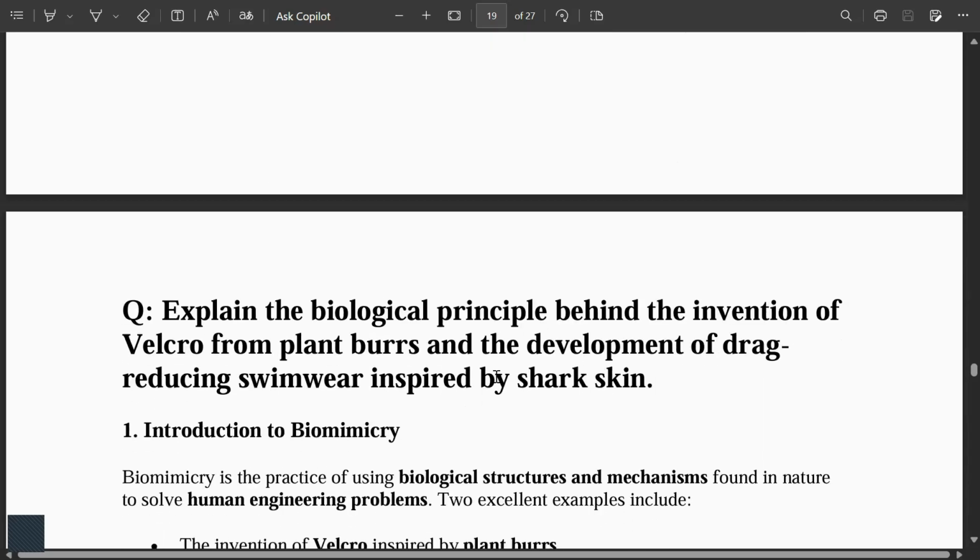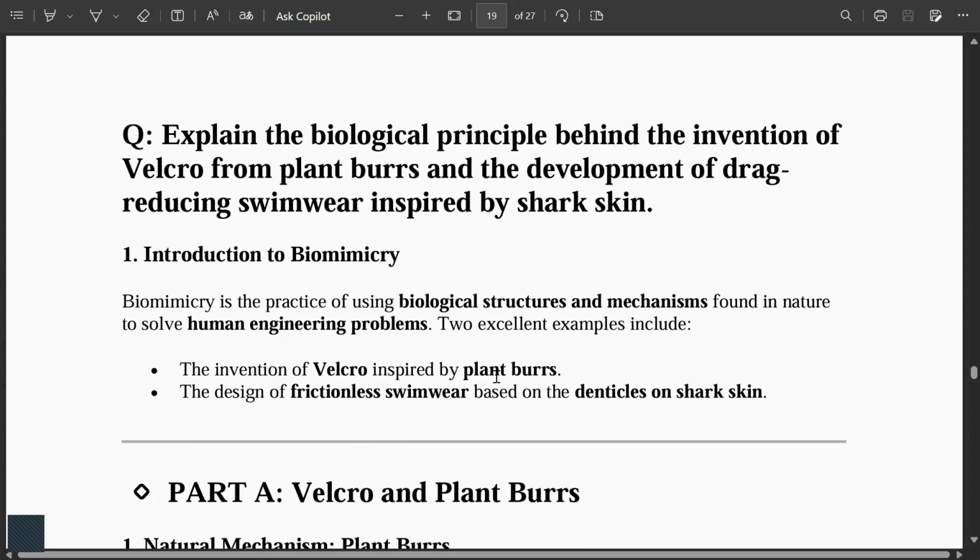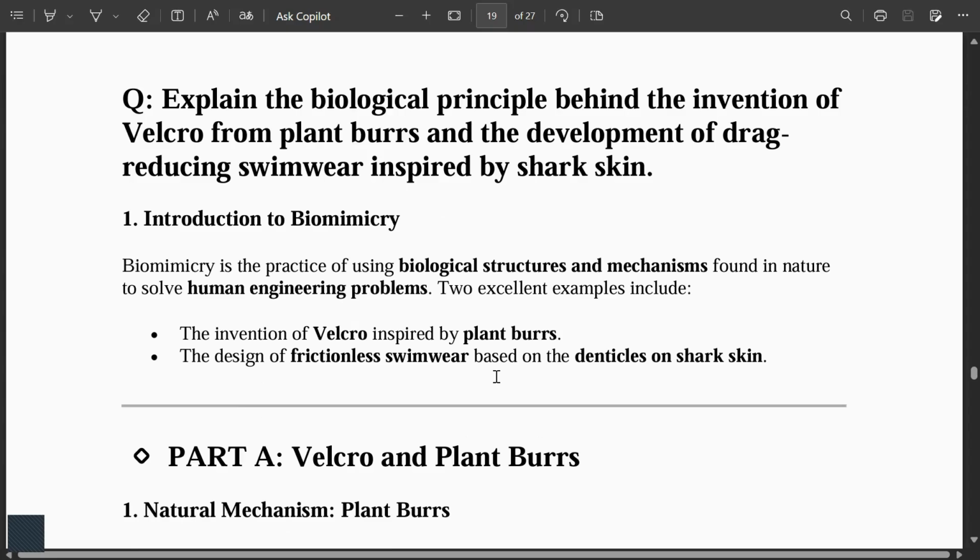That was all about this. Next question is: explain the biological principle behind the invention of Velcro from the plant burr, and the development of drag reducing swimwear inspired by the shark skin.